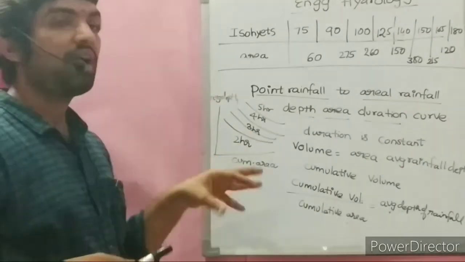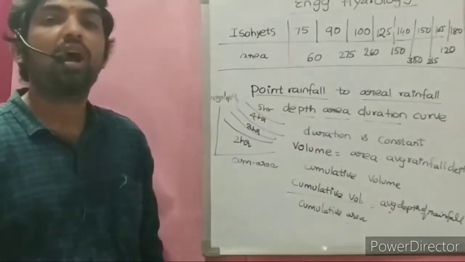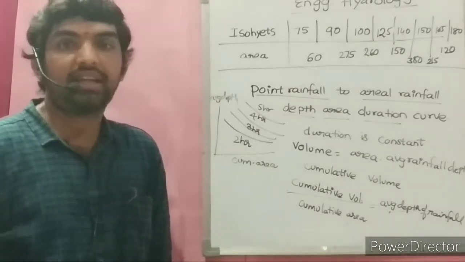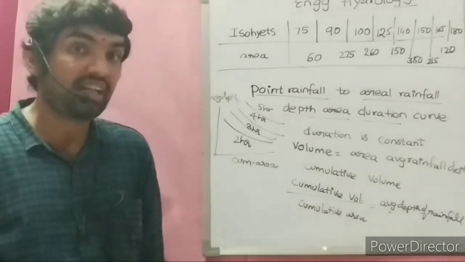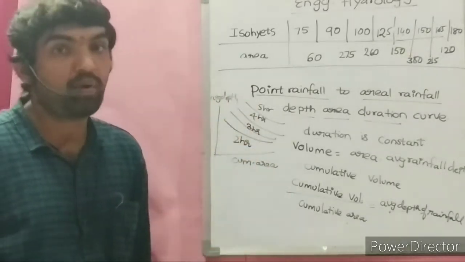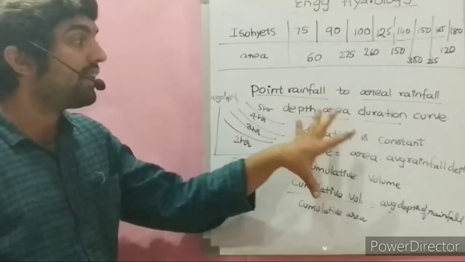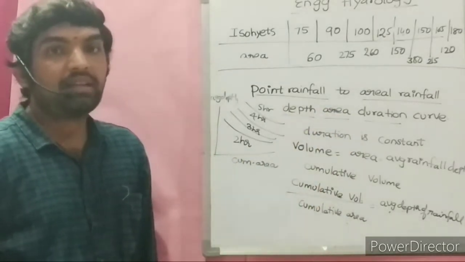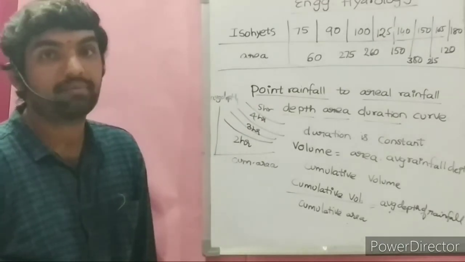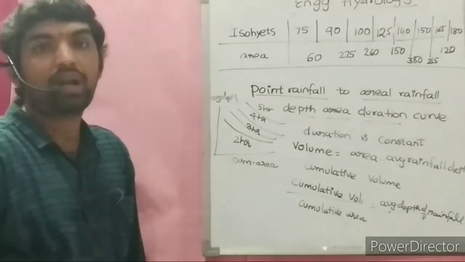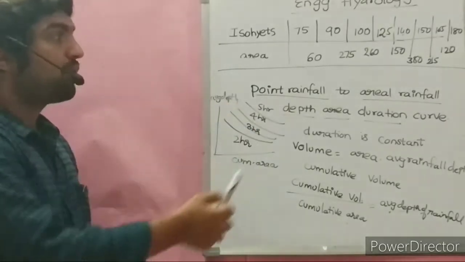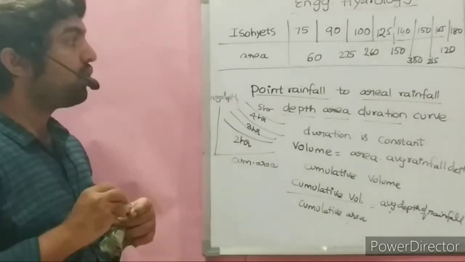This DAD curve finds its applications in almost all hydrological calculations, in the design of dams, in almost all hydrological design processes. We consider this depth area duration curve very, very important. We consider all the rainfall data and calculate in an Excel spreadsheet, and we also write a program in MATLAB. This is the procedure to convert point rainfall to areal rainfall.